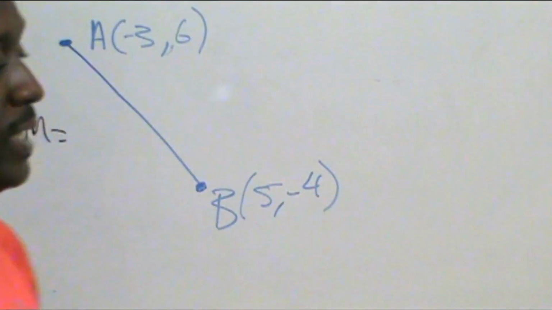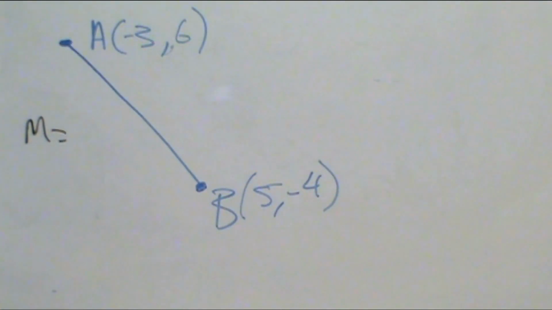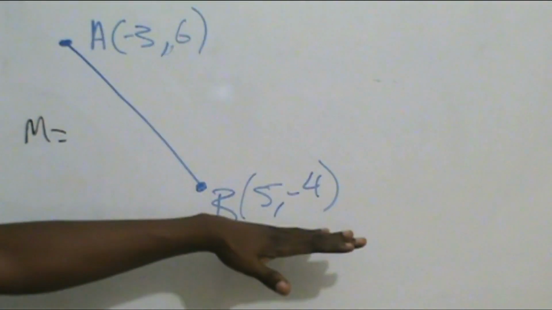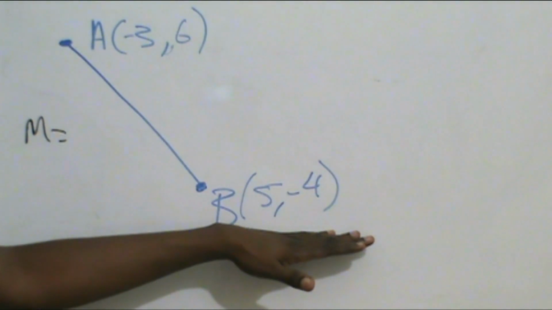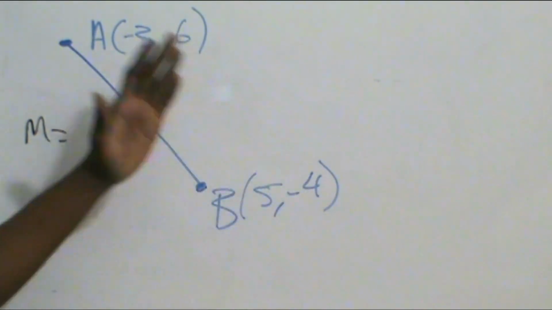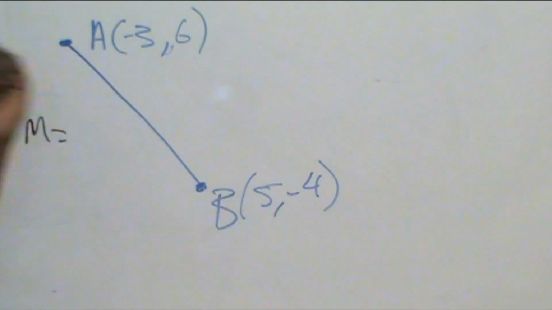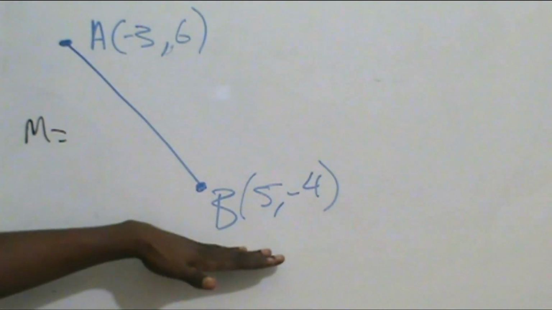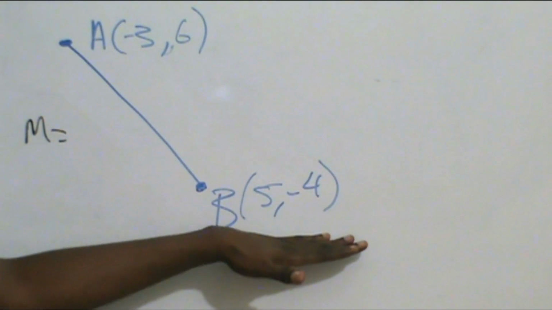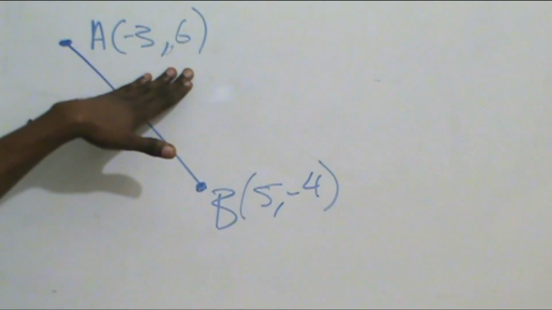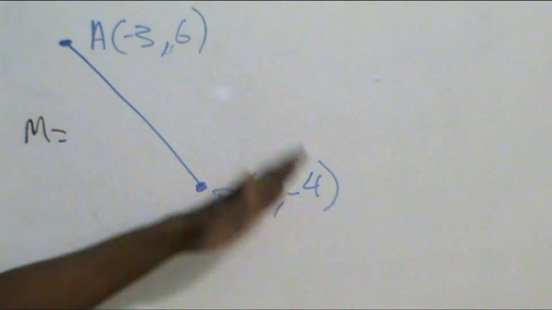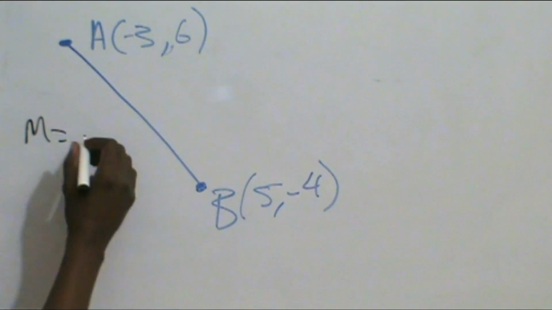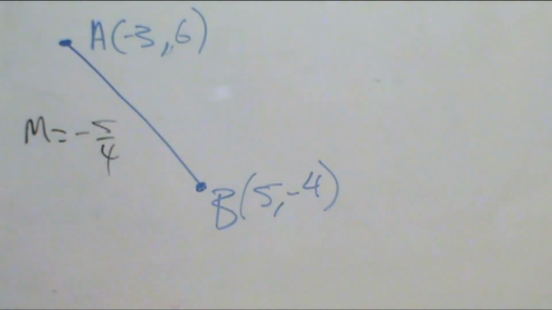to show that the gradient of this line is, let me say if this one is x2, y2, this one is x1, y1, then it will be (6 - (-4)) over (-3 - 5). Or if we use this point as x2, y2 and this point as x1, y1, then the gradient will be (-4 - 6) over (5 - (-3)). Either way, the final gradient will be -5 over 4.